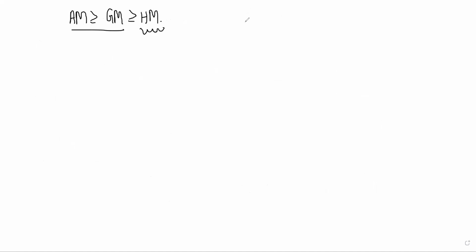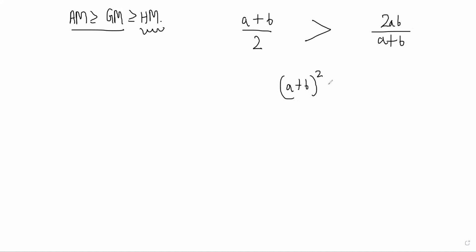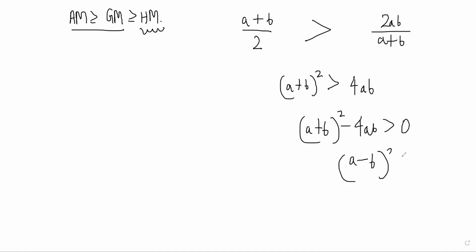So for two numbers, let's see, it's a very simple case. You can say that AM of two numbers is (A plus B) by 2. And HM of two numbers is 2AB by (A plus B), right? You can quickly show that this is greater than this. You can cross multiply, see (A plus B) whole square. It is equivalent to showing (A plus B) whole square is greater than 4AB, which is (A plus B) whole square minus 4AB greater than 0, which is (A minus B) whole square, right? So AM is always greater than HM.